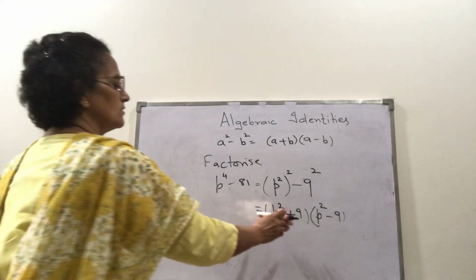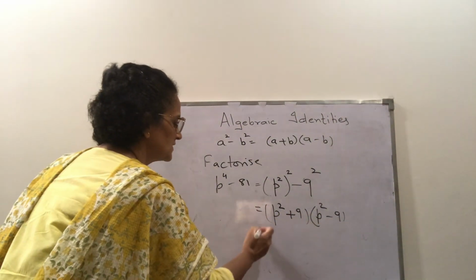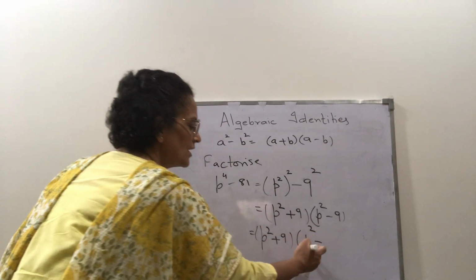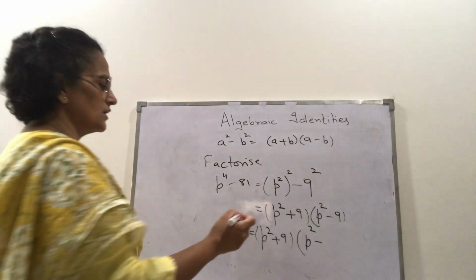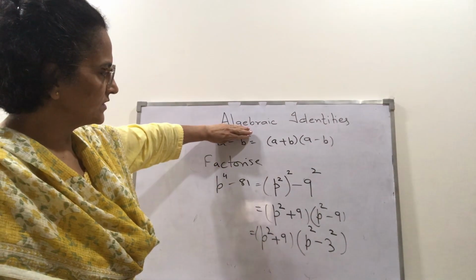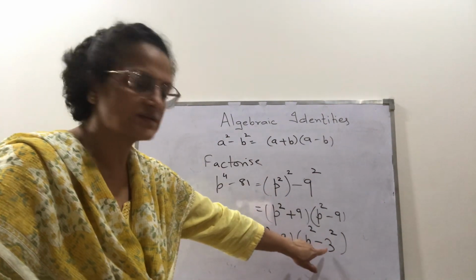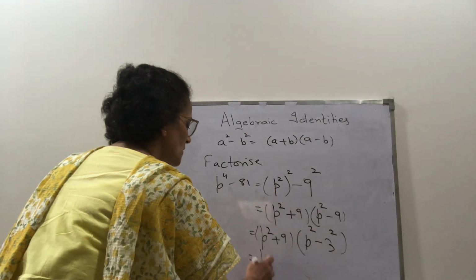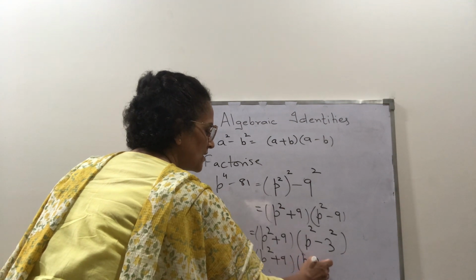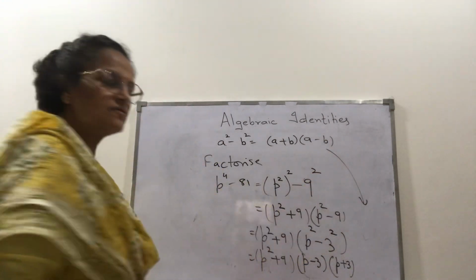Now we cannot solve this factor further, but we can solve this one further. So let's copy this as p square plus 9, and I have p square minus 9. 9 is the square of 3, so I can write it as 3 square. Now you can see I leave these squares, and I write my answer as p minus 3 and p plus 3. So p square plus 9 is one factor. The other two factors are p minus 3 and p plus 3, and always mention the identity when you are using it.